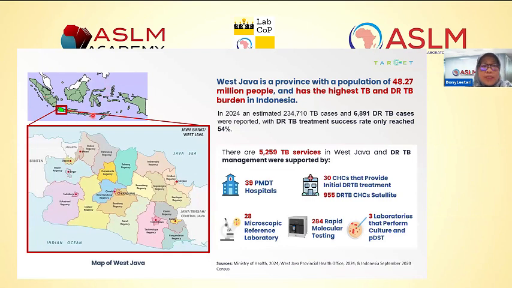Indonesia is big, it's an archipelago, and this is where we are located, in the west part of Java Island. We have 27 districts here, and this is the most populous province in Indonesia. We have around 48 million people, and this is the largest province, contributing the highest TB sensitive and TB resistant cases in Indonesia. Currently, we have around 5,000 TB services, comprising services at 39 PMDT hospitals. PMDT hospital is the drug-resistant TB treatment center. We also have 30 community health centers that can provide drug-resistant TB treatment, and almost 1,000 community health centers as satellites of DRTB treatment.